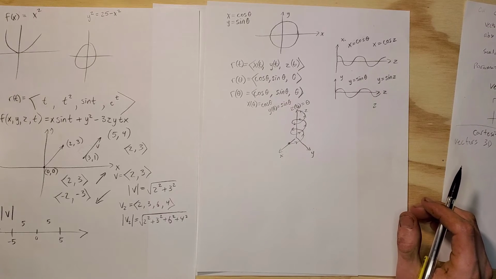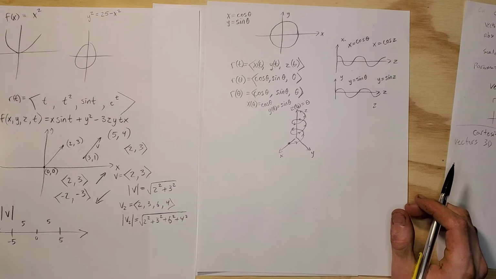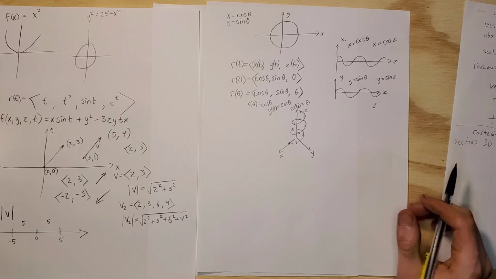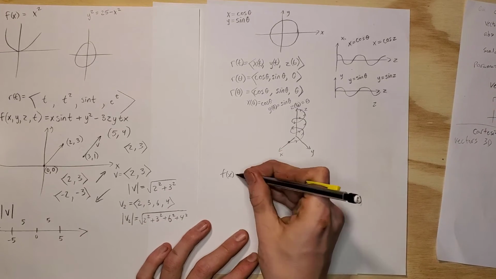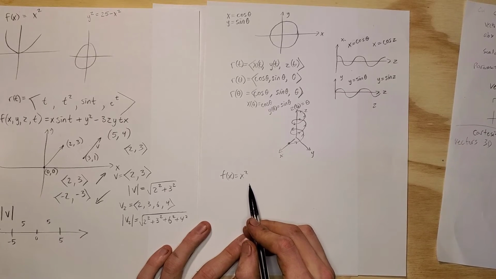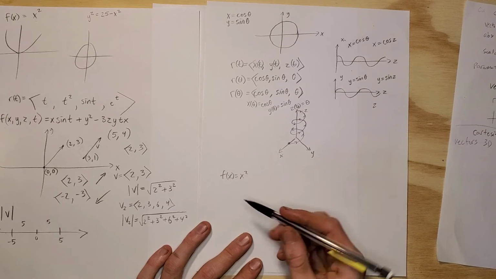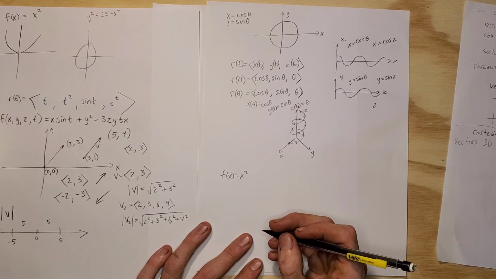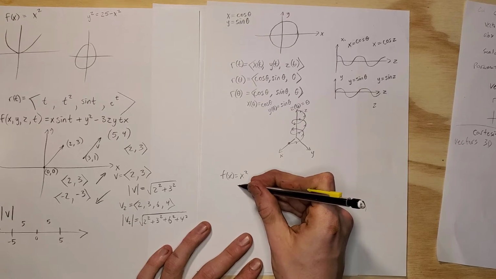Scalar functions can be converted into vector-valued functions. However, there is not a unique answer. For example, f of x equals x squared. For functions that have one independent variable and one dependent variable, you can take the independent variable and set it equal to t.